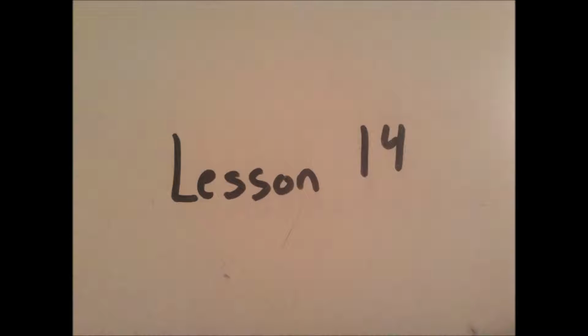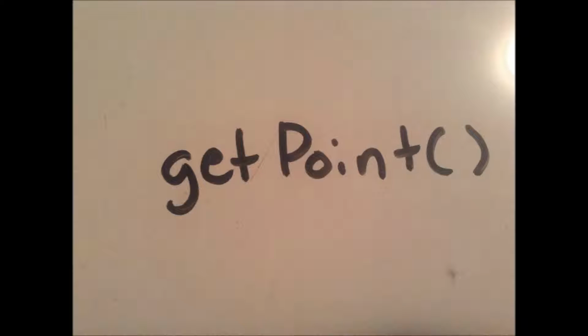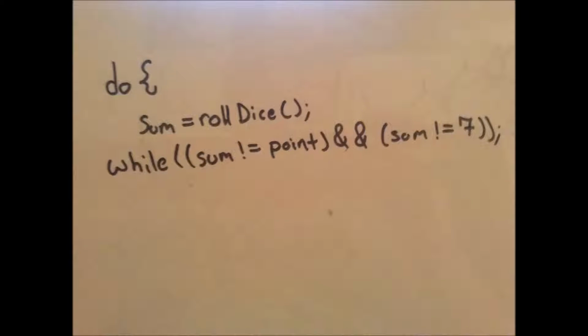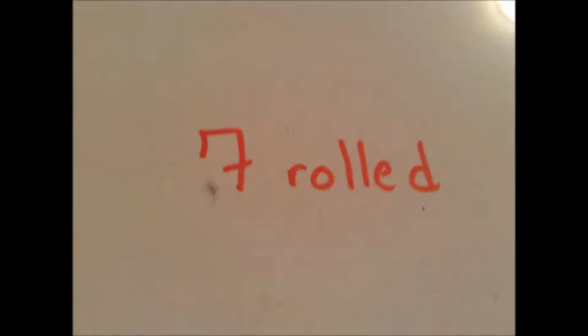The application of De Morgan's laws occurs in the getPoint method. The do-while loop has a compound exit condition. When developing a conditional loop, it is very helpful to think about the assertions that are true when the loop will be finished. In other words, when the loop is done, what will be true? When the loop in getPoint is done, one of two things will be true. The point will be matched, or 7 has been rolled.